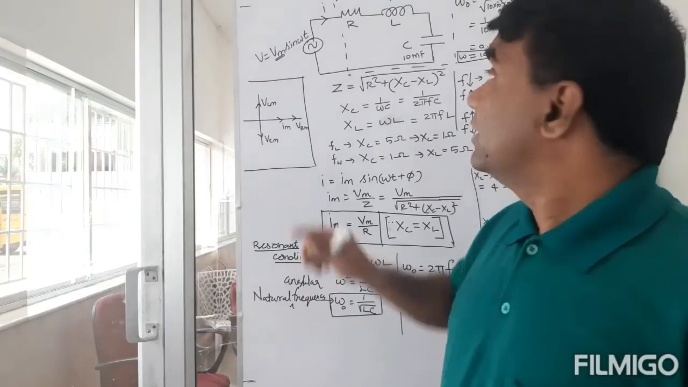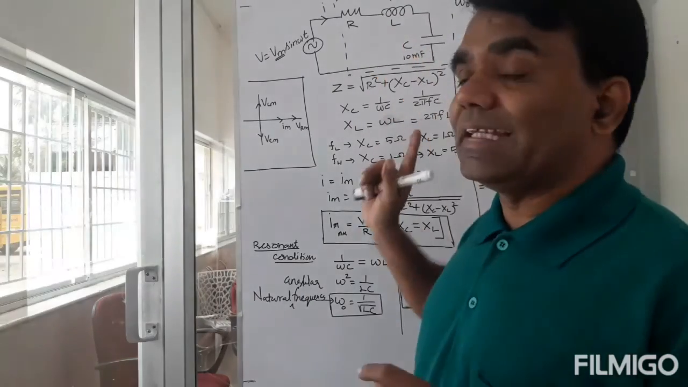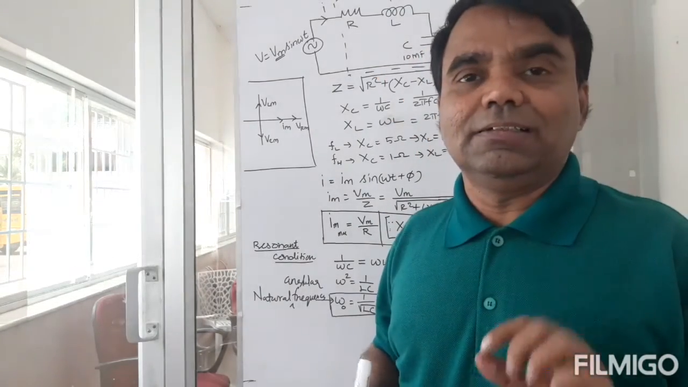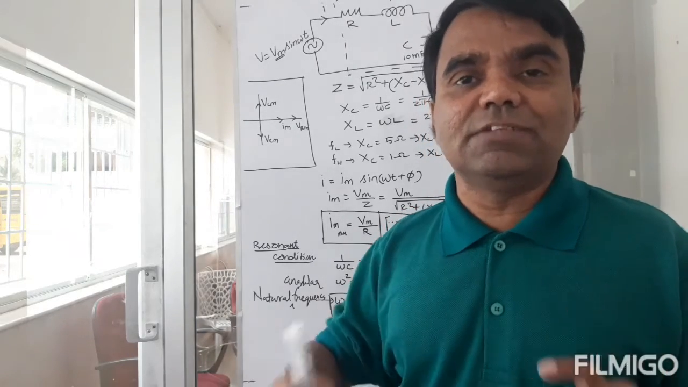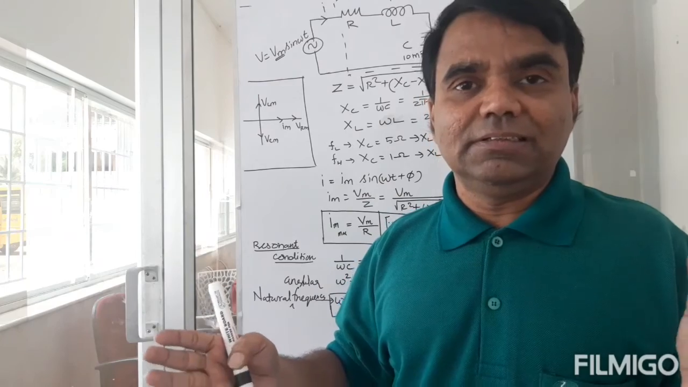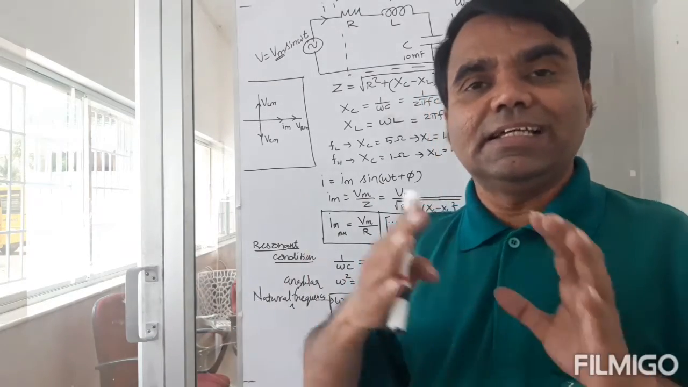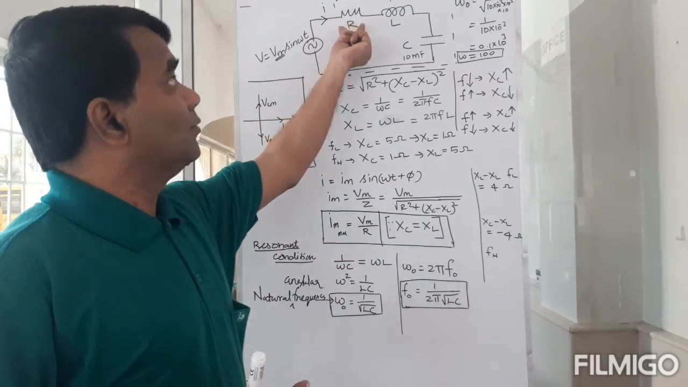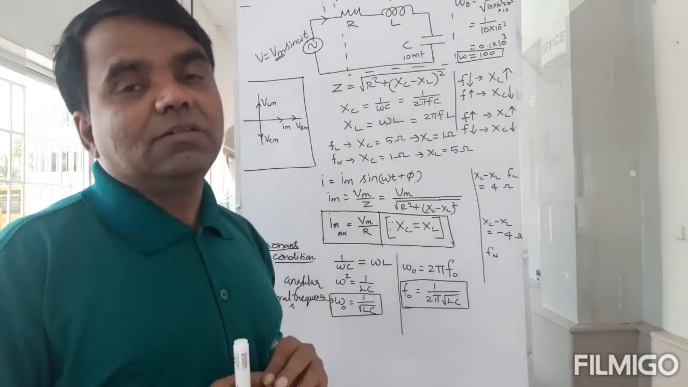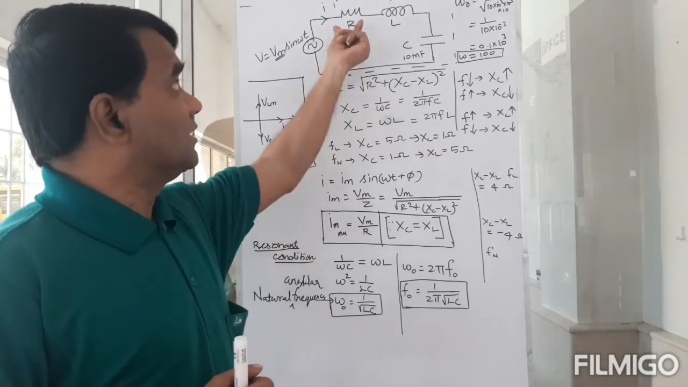And that happens when XL is equal to XC. The inductive reactance is equal to the capacitive reactance. In that case, XL and XC effects will cancel out and only the resistance effect will remain.